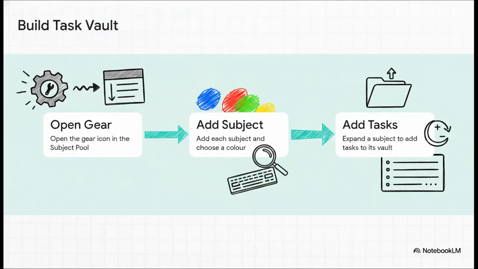And building this vault is a total breeze. Over on the Planner tab, just click the little gear icon at the top of the subject pool. From there, add each of your subjects. You can even start typing to pull up a specific GCSE or A level, assign it a fun color, and start listing out your tasks. And seriously, don't worry about making it absolutely perfect on day 1. You can easily tweak and add to this vault anytime as your term goes on.